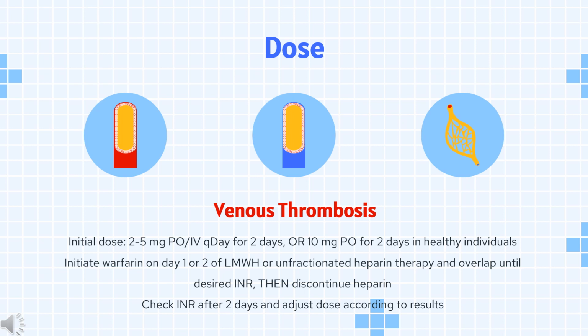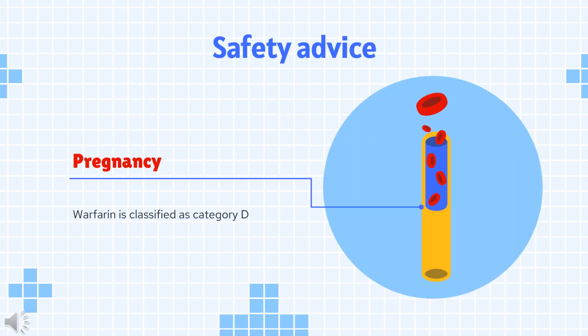Antiphospholipid antibody syndrome, off-label. Antiphospholipid antibody syndrome with previous arterial or venous thromboembolism. Maintain INR between 2.0 and 3.0 indefinitely. Safety advice. Warfarin is listed as pregnancy category D, does cross the placenta, but is not found in breast milk. LMWH is listed as pregnancy category B, does not cross the placenta, and is not found in breast milk.